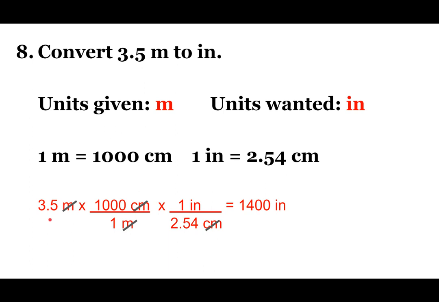So what you're going to type into your calculator is 3.5 times 100. So you're going to get that answer. And then you're going to divide it by 2.54. So you would have 3.5 times 100, and that equals 350. Again, you divide that by 2.54, and that's going to get you to about 138 inches.